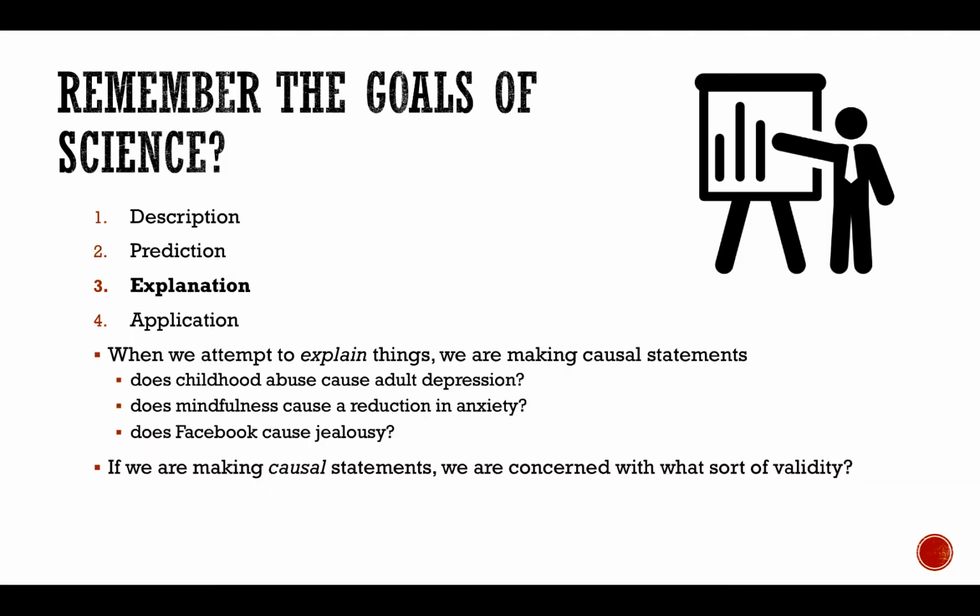All right, moving on. So the logic of experiments. Remember the goals of science. We want to describe, to predict, to explain, and then, if necessary, to apply. And when we attempt to explain things, we are making causal statements. For example, we might say, does childhood abuse cause adult depression? Or does mindfulness cause a reduction in anxiety? Or does Facebook use cause jealousy? In each of these cases, we are making causal statements. And if we are making causal statements, then with what sort of validity are we concerned? Anyone? Anyone? That's right. Internal validity.